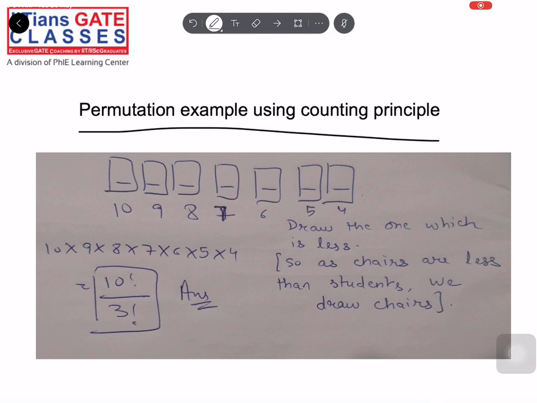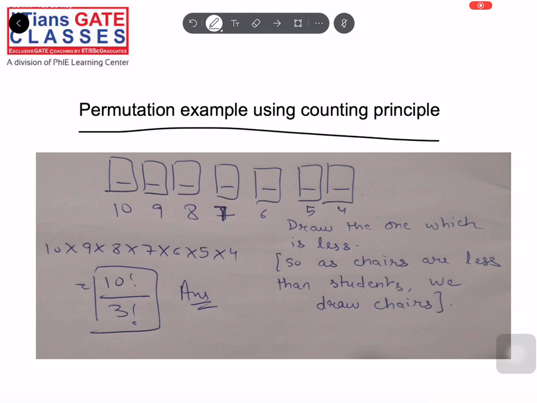In this, you have to be clear on one small thing: whichever item is less, you will take that as your blanks. If chairs are fewer and students are more, some students will be left out and will not be able to occupy the chairs. So each blank here represents one chair. I have seven such blanks, meaning I have seven chairs. Now I will not do any selection or arrangement separately.